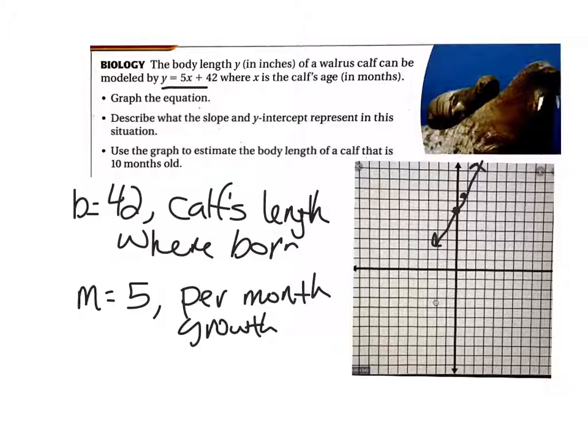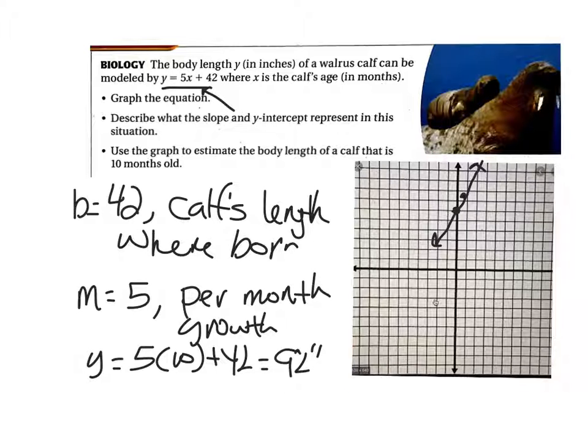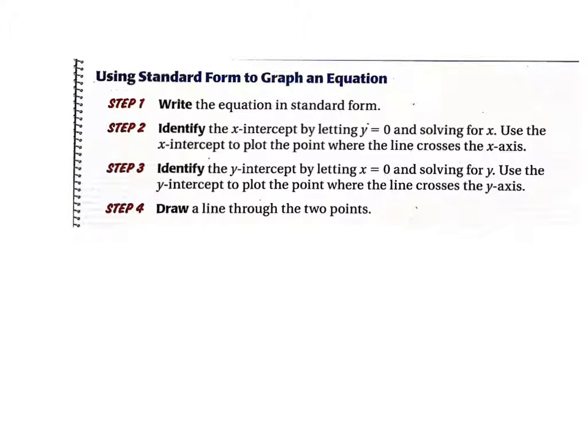Use the graph to estimate the body length of a calf that is 10 months old. My graph's pretty terrible. The best way to do this is probably to stick the 10 in the equation right there for x, and you would get y is 5 times 10 plus 42, which would be 92. You'd expect it to be about 92 inches, which is really big.